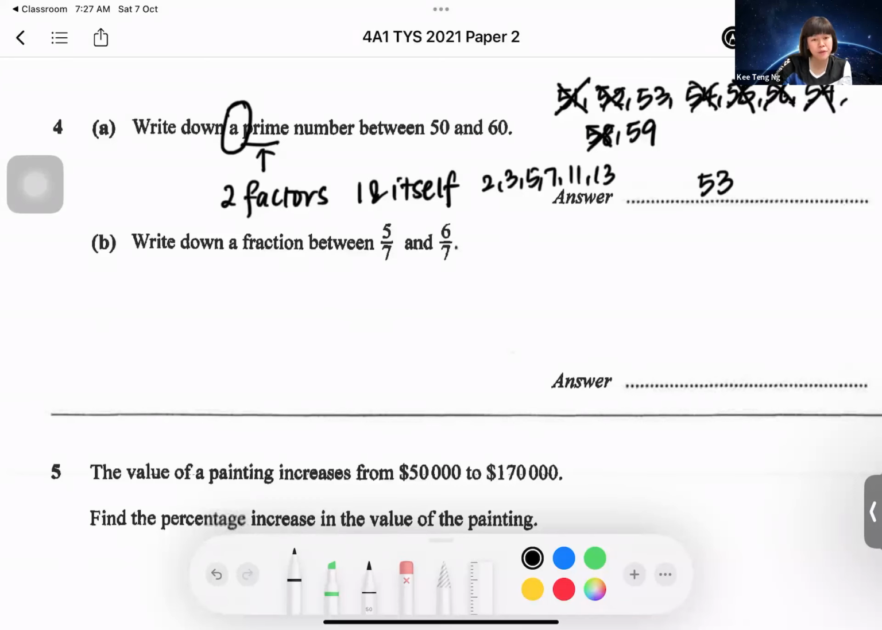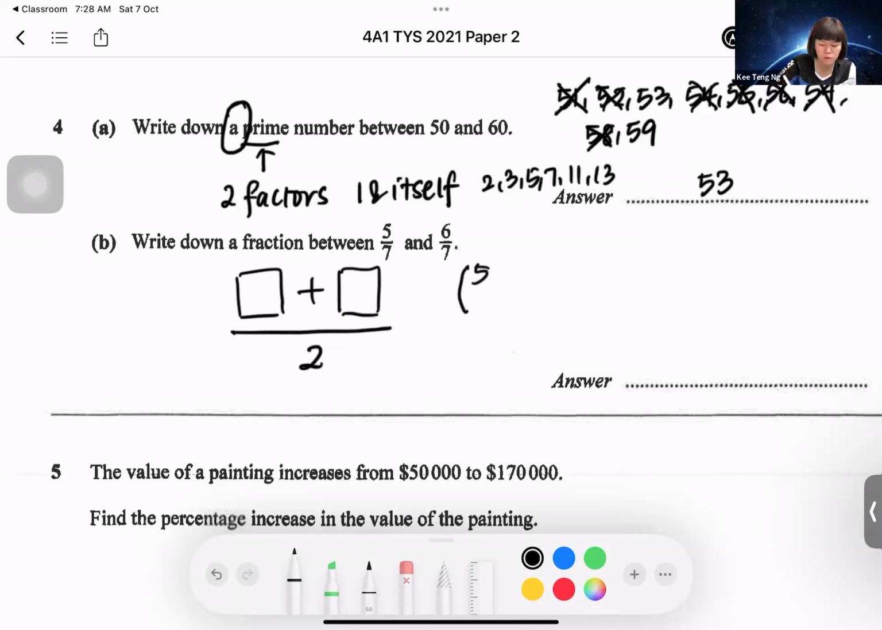Next one, write down a fraction between 5/7 and 6/7. So to find a number, for example, a halfway mark in between, I just take the 2 numbers, this fraction plus this fraction, divide by 2. So in this case, in my calculator, I'll write 5/7 plus 6/7, close the bracket, the whole thing, then the whole thing I divide by 2. So open my bracket, fraction 5/7, right, plus 6/7.